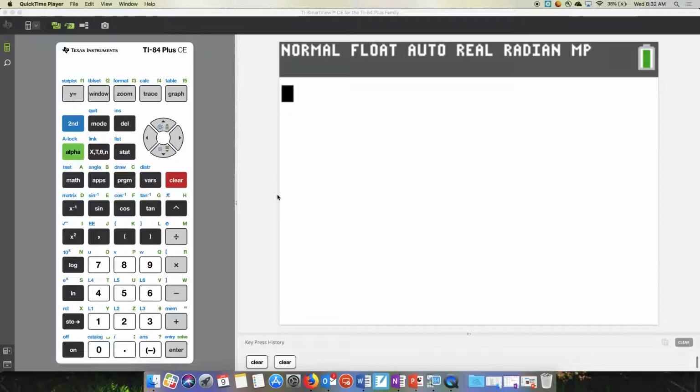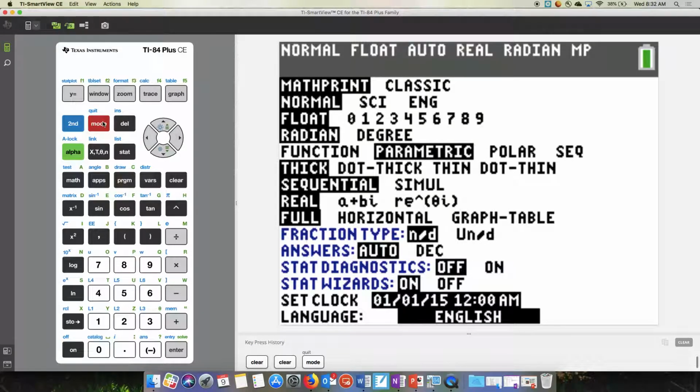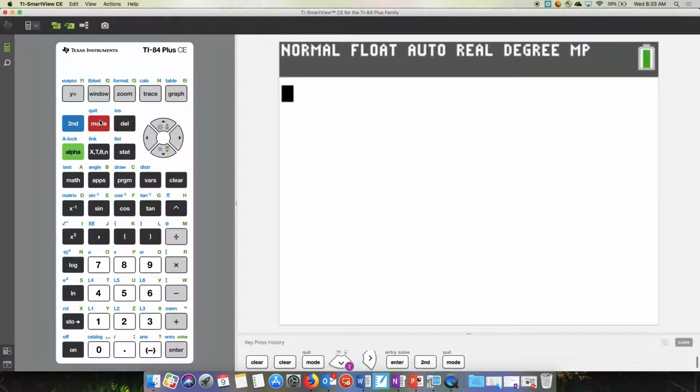First of all, everybody hit this mode button right here, right next to second. Do you see where it says radian degree? Whatever is highlighted is the mode that it is in. So look at my calculator. Which mode is my calculator in? Okay, let's all change ours to degree. So highlight it and hit enter. To get out of this screen, second click.